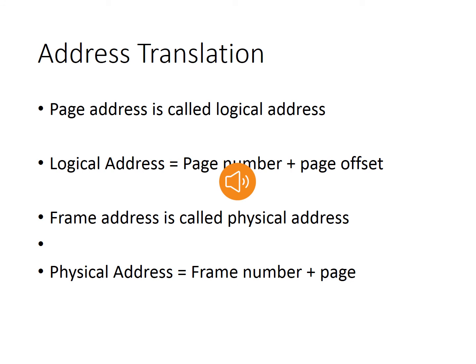Let me discuss address translation. A page address is called a logical address and is represented by a page number and the offset. A logical address is the summation of page number and the page offset. A frame address is called a physical address and is represented by a frame number and the offset. A physical address is the summation of frame number and page offset.